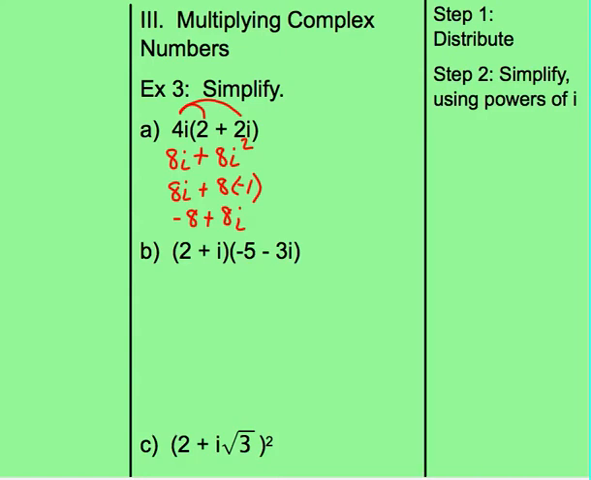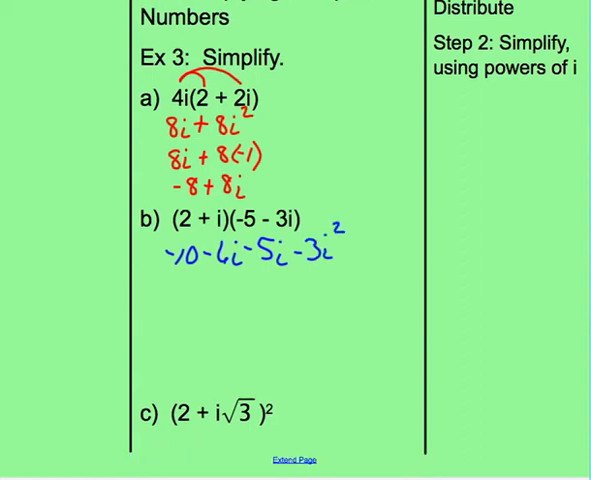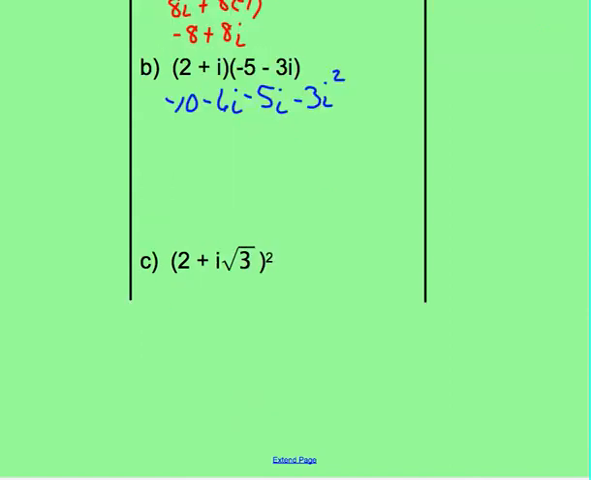All right, part B, this time we're going to have to distribute twice, so we get 2 times -5, which gives us a -10. 2 times -3i, i times -5, and i times -3i. Simplifying by combining like terms, and simplifying the i squared expression, we get -10 minus 11i, and this is -3 times -1, because i squared is -1. So that's really +3, adding that to my -10, I get a -7 minus 11i.